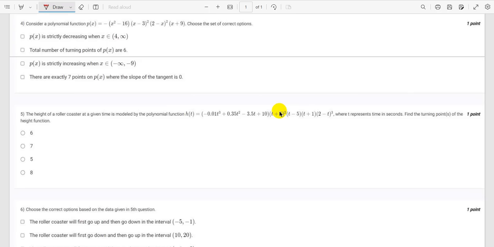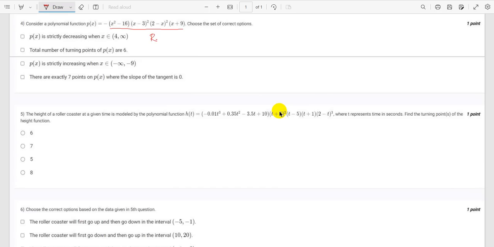Let's start with question number 4. Consider a polynomial function p(x). This is our function. Choose the set of correct options. This is our four options. We have to choose the correct option. So first, try to draw the graph of this polynomial.